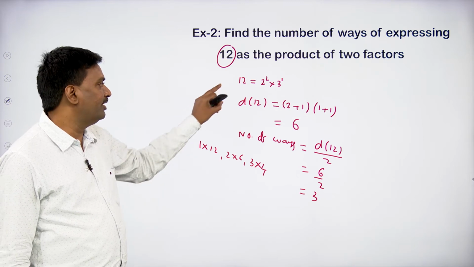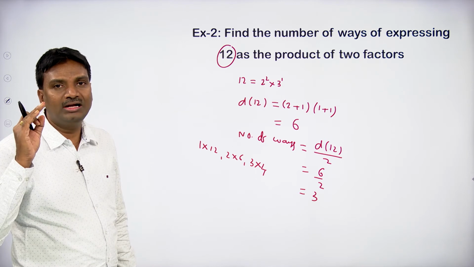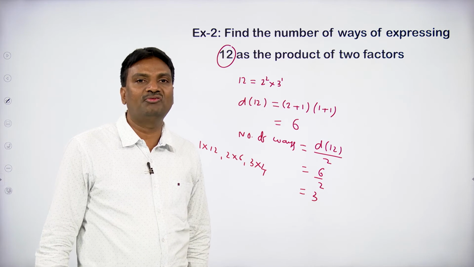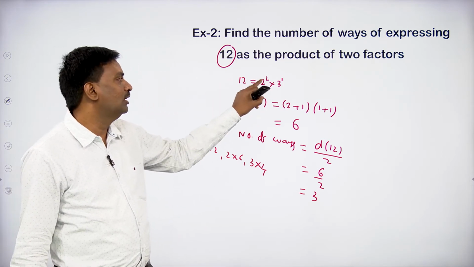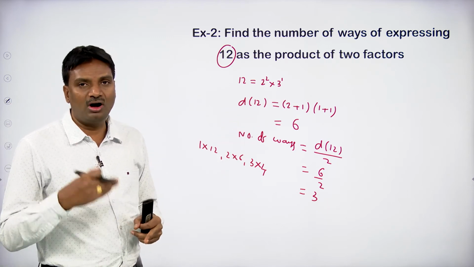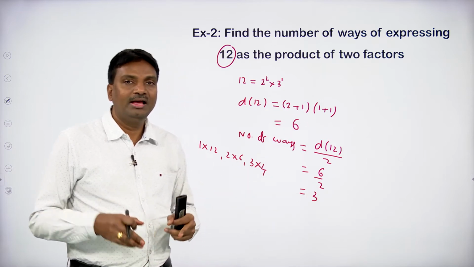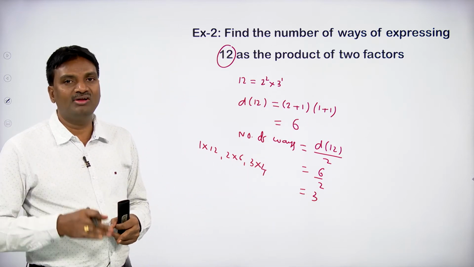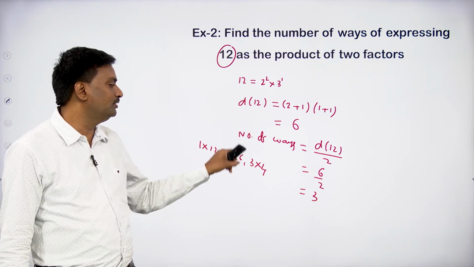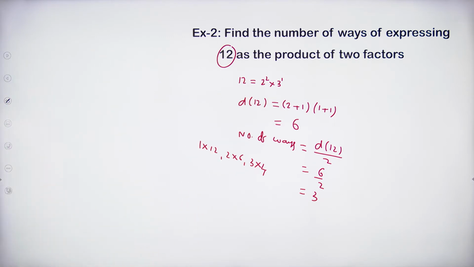First we can express the given number 12 like this, 2 square into 3 power 1. First find the total divisors of 12 by using the formula alpha 1 plus 1 into alpha 2 plus 1 into so on. So d of 12 equals 2 plus 1 into 1 plus 1, by simplifying we have gotten 6. So number of ways, the formula is d of n by 2. So d of 12 by 2, that is 6 by 2 equals 3. In 3 ways we can express the number 12 as the product of two factors. Those 3 ways are 1 into 12, 2 into 6 and 3 into 4. So take the screenshot.